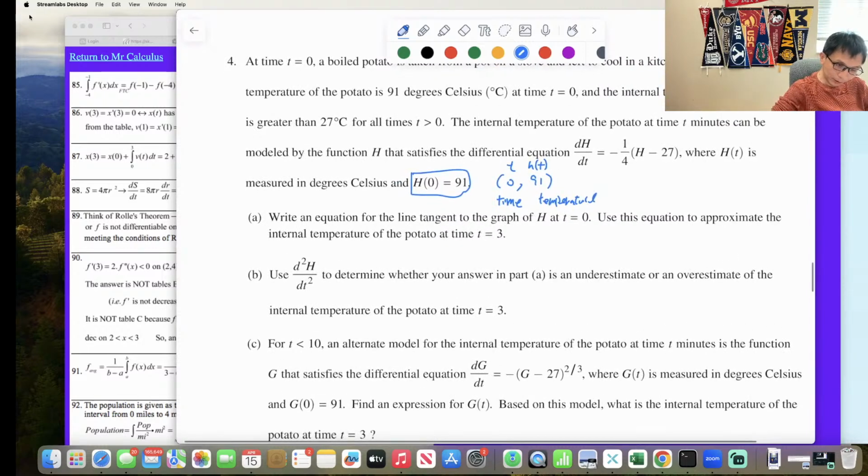First, I need to find the slope of the equation. So dH/dt is equal to -1/4 (h - 27). What should I plug in here for h? 91 or 0? Does anybody plug in 0? Mm-hmm. You did? Okay. No, wait, sorry, I plugged in 91.